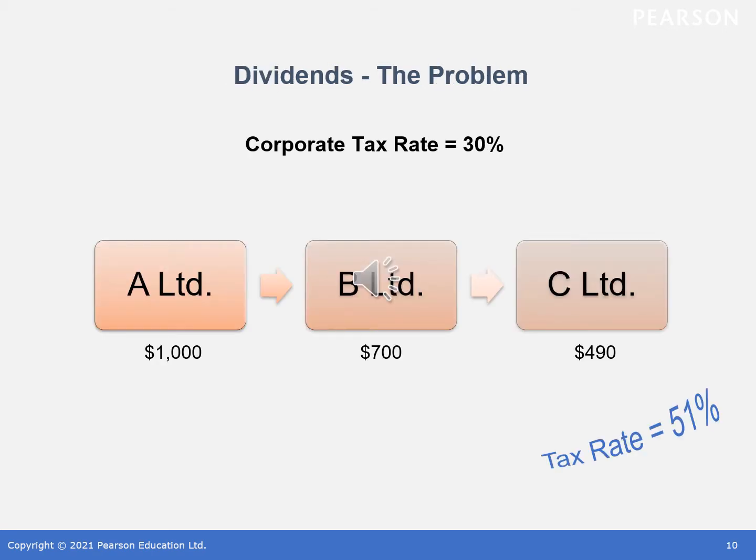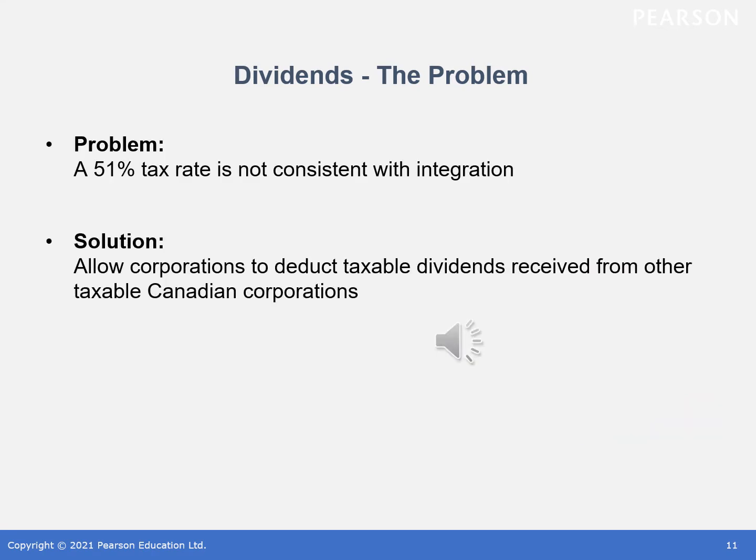If we walk through a little example here, dividends, if the corporate tax rate was say 30%, and an organization may have made a dividend payment of $1,000 to company B, and if B was taxed, they would actually only have a net dividend kept of $700 after paying 30%. If they then distributed dividends to company C, another 30% of that would result in net cash to C of $490, creating an effective tax rate in the system of 51%. There's a significant problem with this, where a 51% tax rate is not consistent with any integration discussions. So the solution is to allow corporations to deduct the taxable dividends received from other taxable Canadian corporations.